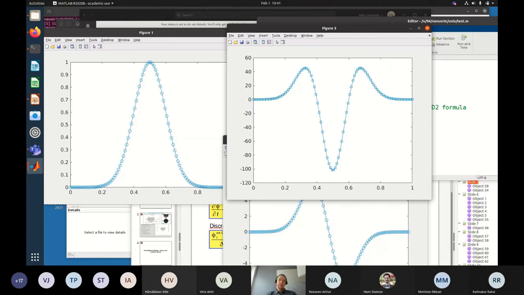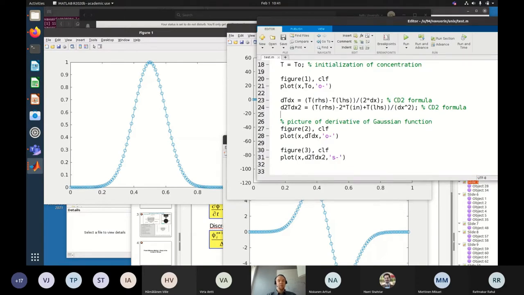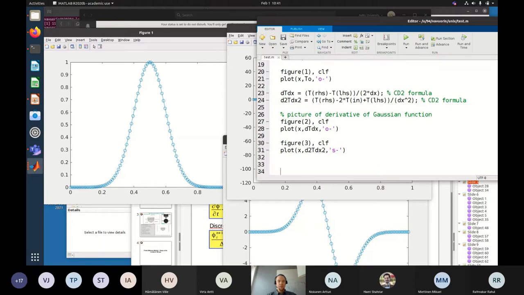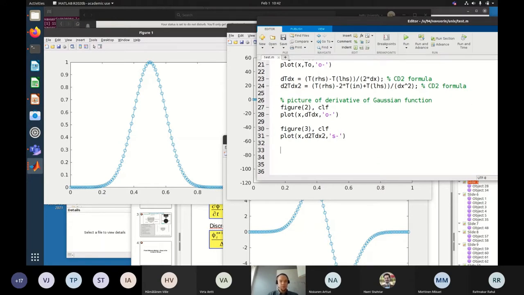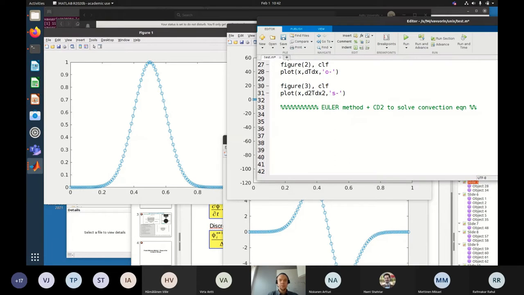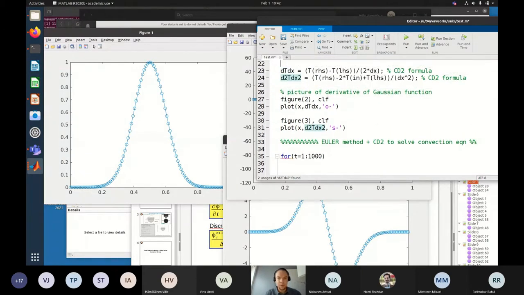And let's now actually solve the convection diffusion equation. So we see that we can write an Euler method plus central difference 2 to solve the convection equation. Let's write a time loop, let's simulate 1000 time steps. And what do we want to do? We want to, first of all, calculate. So I'm going to write a time loop.